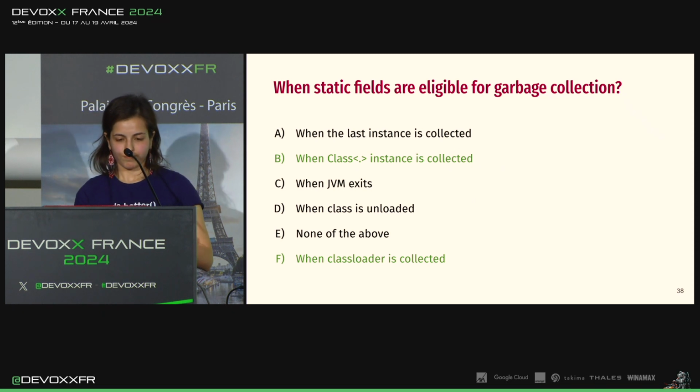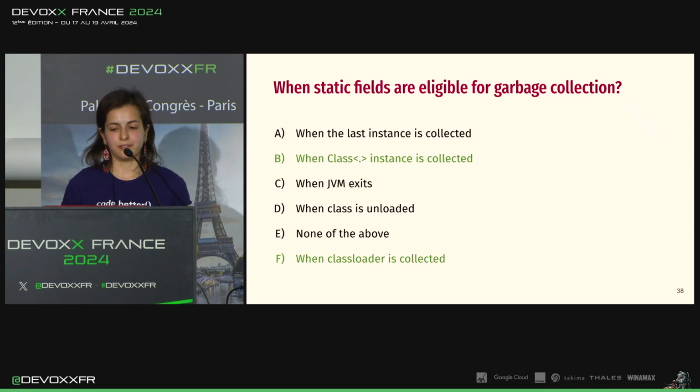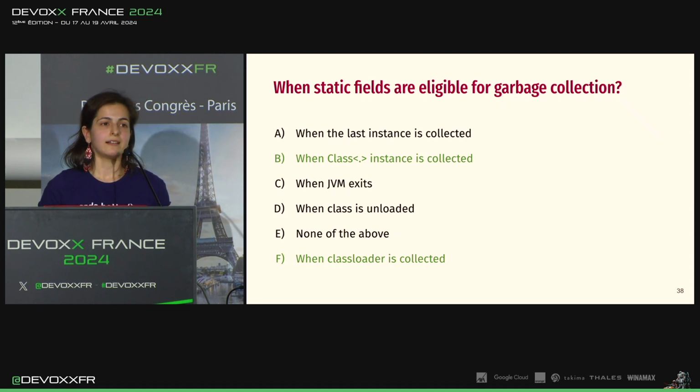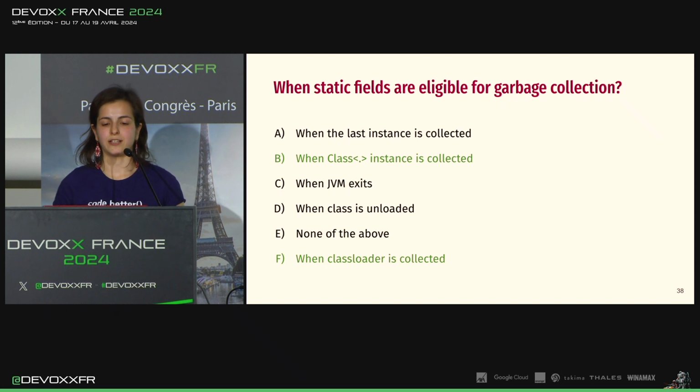So that means that static fields are eligible for garbage collection when the class instance is collected, when the class loader is collected, and when there is no reference on it. And technically, almost never if you don't use custom class loaders. This is a little bit sad because one of the leaks that we found in Java Analyzer was with static fields, that we put something into static, and it was never cleaned up.